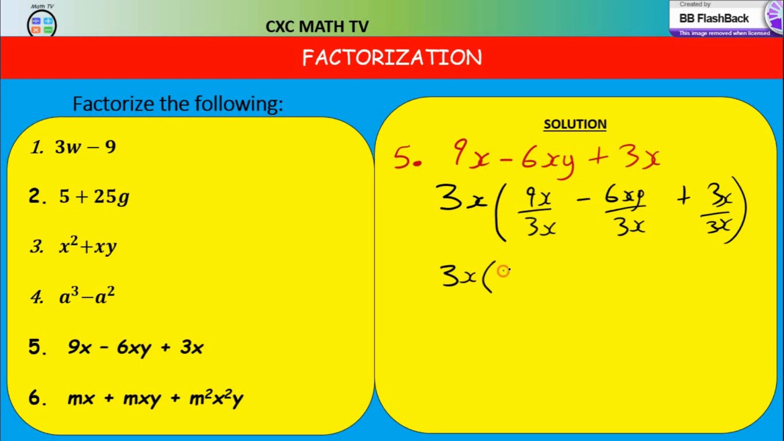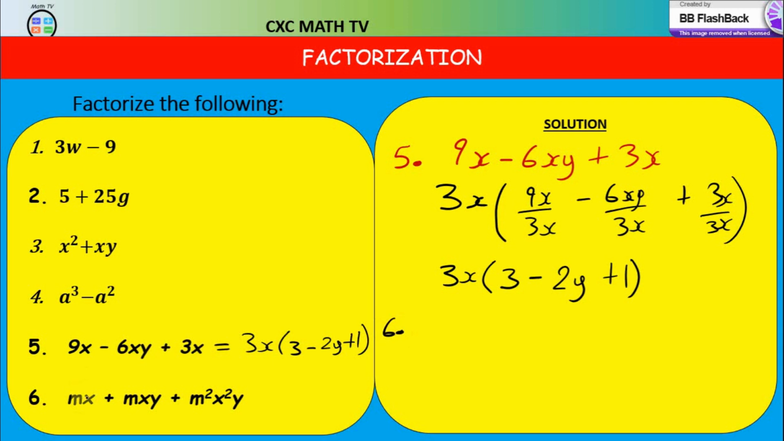9x divided by 3x is 3 because the x's would cancel. 6 over 3 is 2. The x's cancel. That just leaves 2y then. And then 3x over 3x is 1. So our answer is just 3x in bracket 3 minus 2y plus 1. That is it. Easy.